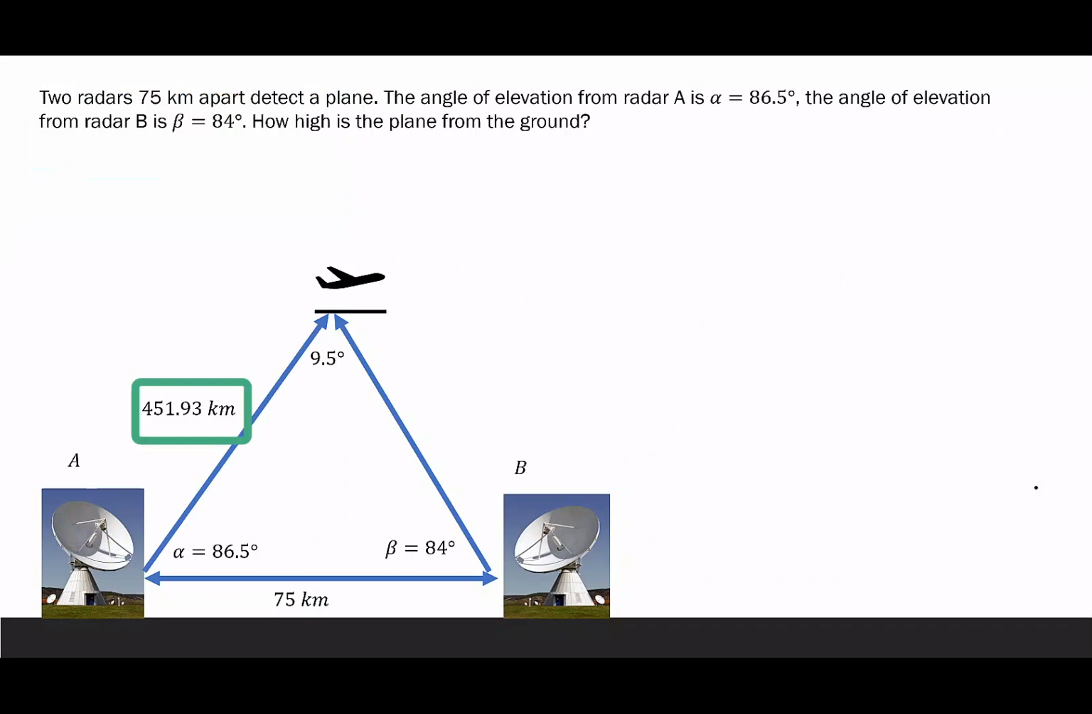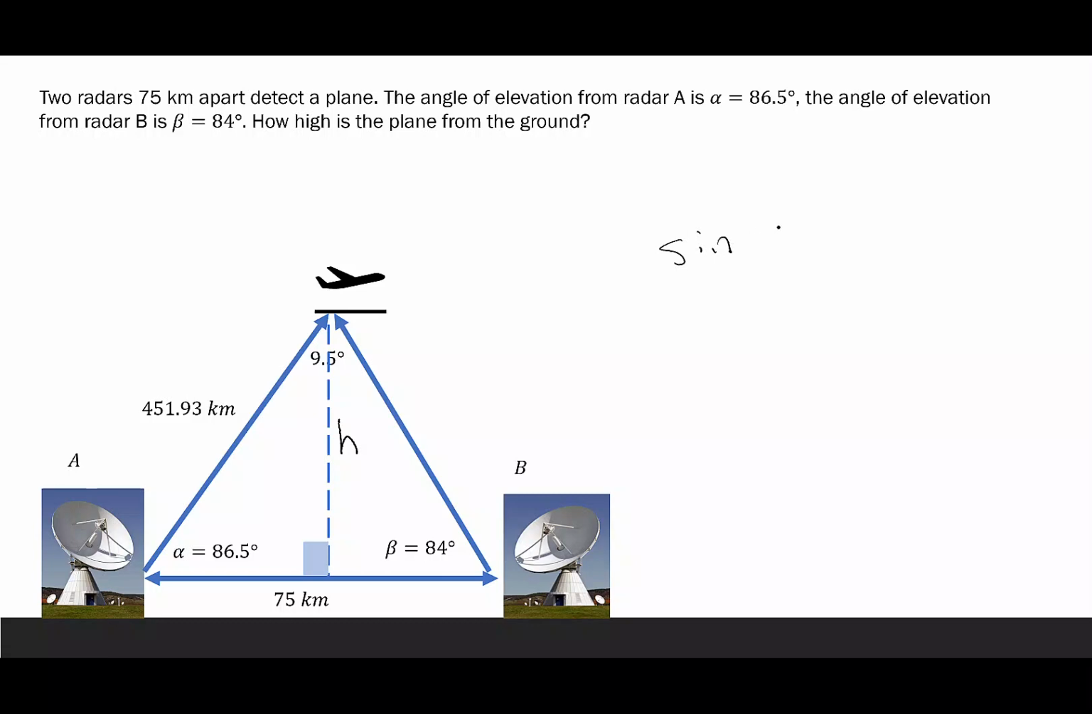I put in my missing side of 451.93, and now I want to find the height of the plane. I can form a right triangle, which will now have a hypotenuse of 451.93 and a given angle of 86.5. I'm going to label the height as h, and then I want to think about my trig functions. I know alpha, and I know the hypotenuse. Because I'm looking for the opposite and I know the hypotenuse, I'm going to use the sine function.